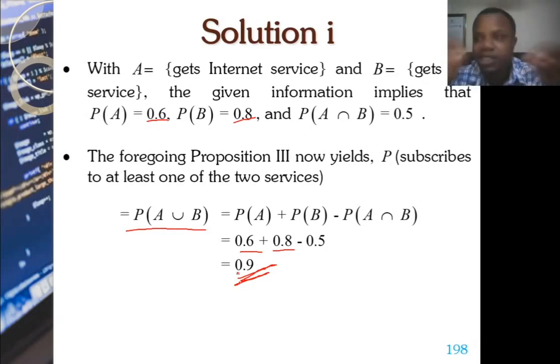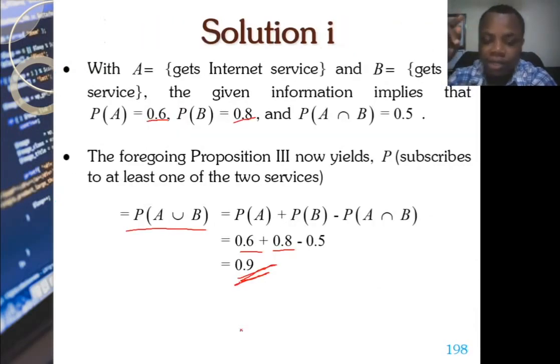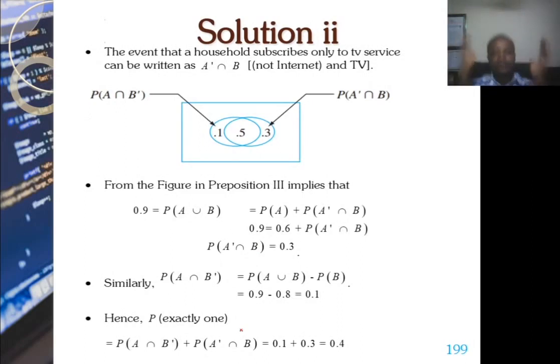Now let's look at the second question: what is the probability that the selected household will get exactly one of these services from the company? Exactly one means that it could be either the television service only or the internet service only. The key word here is "only". So let's see how we are going to estimate this.